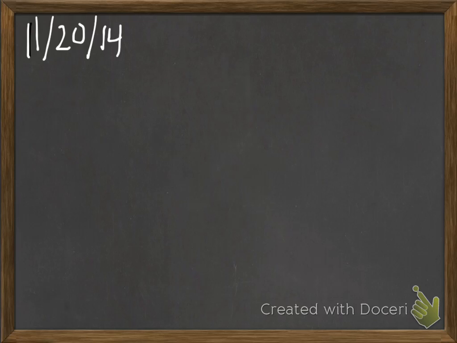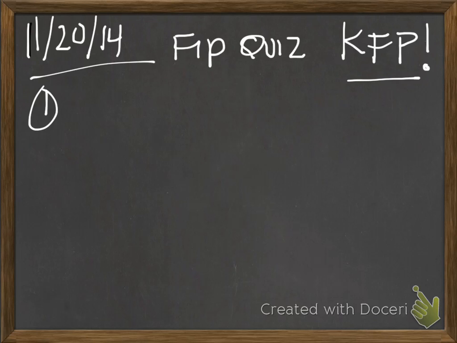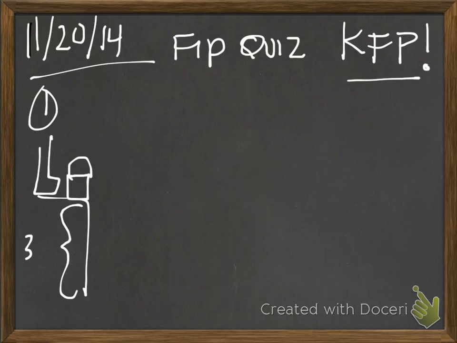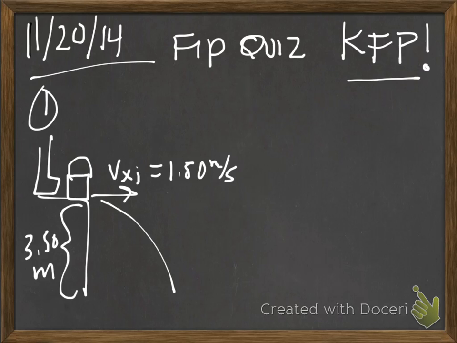Sorry, it's so bad. Okay, here we have a lunch pail sitting there, and it gets kicked off a steel beam. The steel beam is 3.5 meters off the ground, and we know that it's kicked with an initial speed, entirely on the x-axis because it's kicked horizontally, of 1.50 meters per second. What we want to know is, where does it land?